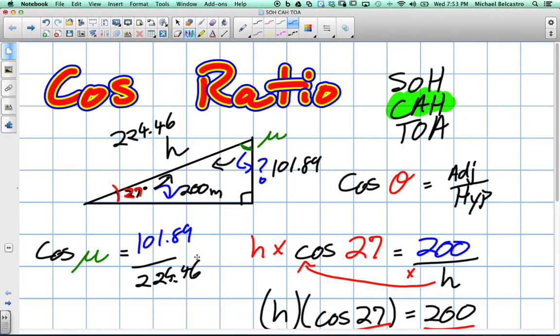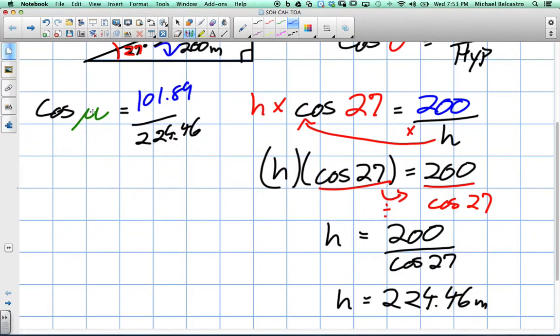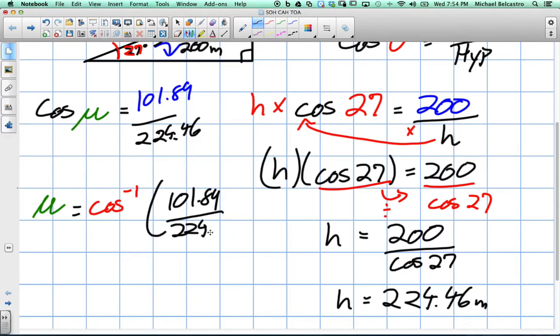101.89. Great. So now that we have that, we have to isolate for mu. How do I bring cos to the other side? Do you recall? Divide. Well, we can't technically divide. What does it become on the other side? That's a better question. Yeah, it becomes cos to the power of negative 1. And then we work it out: 101.89 divided by 224.46.